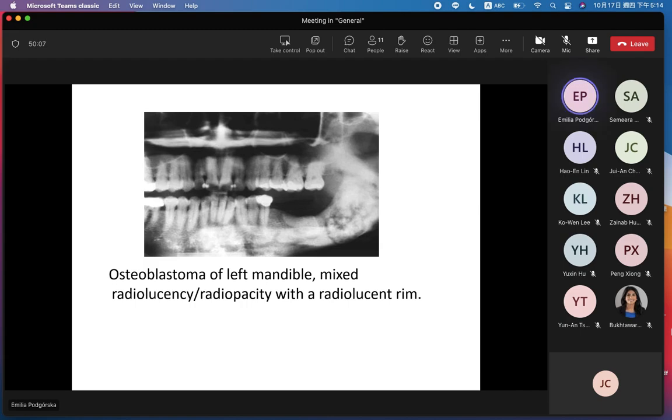And this is the case of osteoblastoma of left mandible, mixed radiolucency and radiopacity with a radiolucent rim.